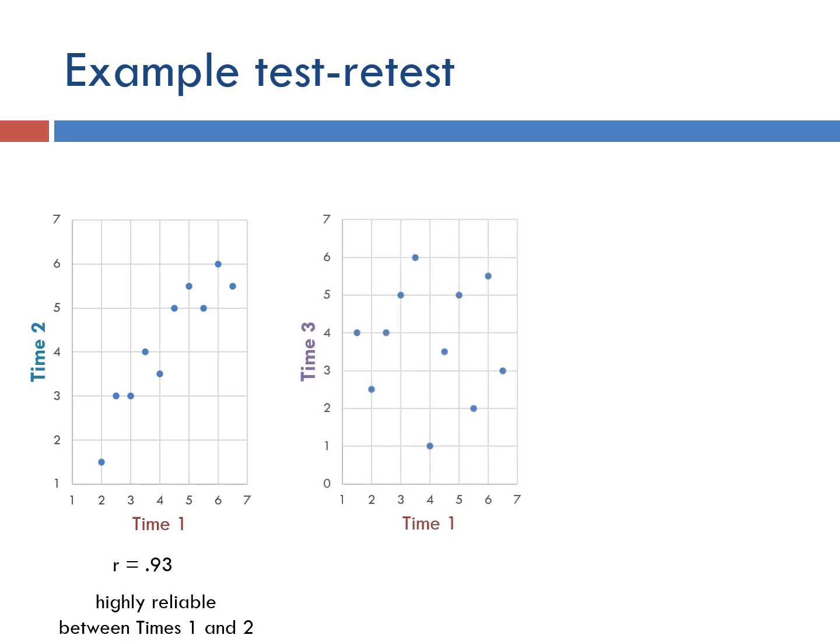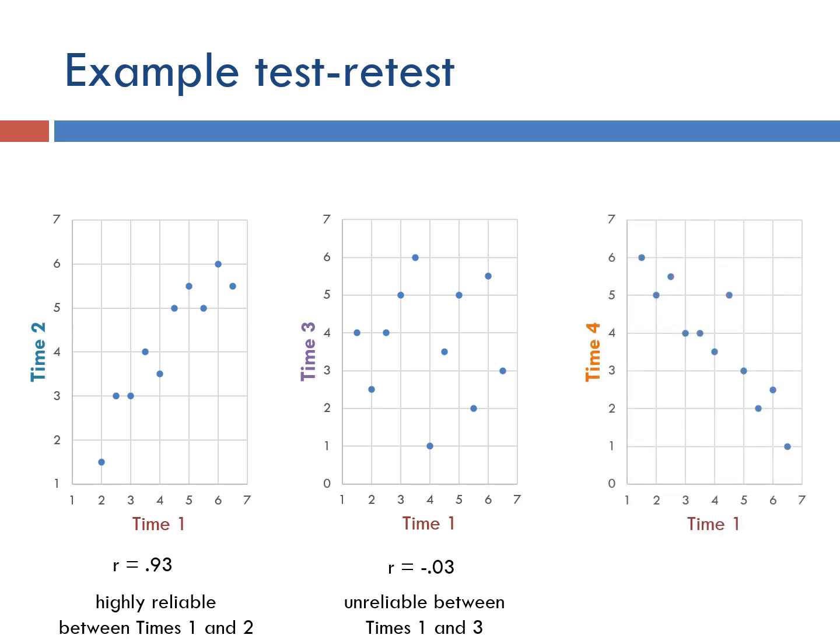Again, in our 0 example, time 1 has different amounts of happiness, and time 3 just doesn't match in any way. We have that negative 0.03, again unreliable between these times. And our negative between time 1 and 4, here we again say that it is unreliable. If they had higher scores at time 1, we need to see that they have higher scores at time 2. If they don't, then it is unreliable. Not just negatively reliable, but unreliable.